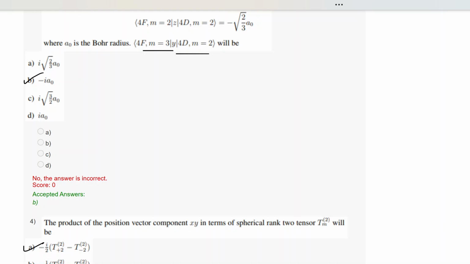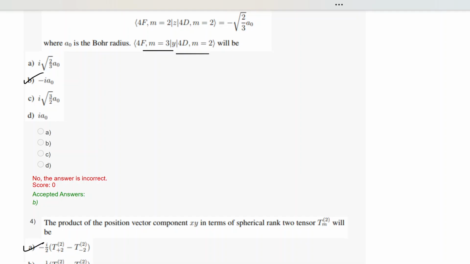A. Okay. Now, question number 5: the maximum degeneracy of states when you add angular momentum J1 equal to 4 and J2 equal to 2 is. So, when you add this J1 and J2, you see that J1 is actually greater than J2 because 4 is greater than 2.